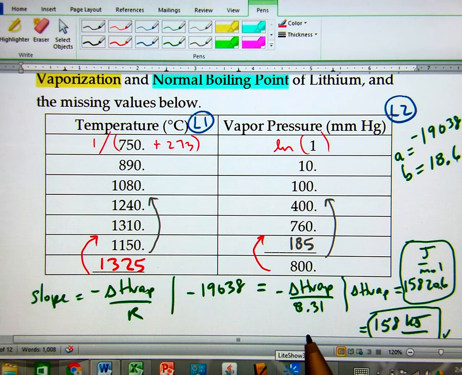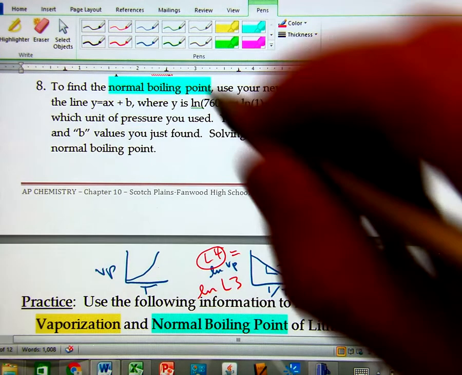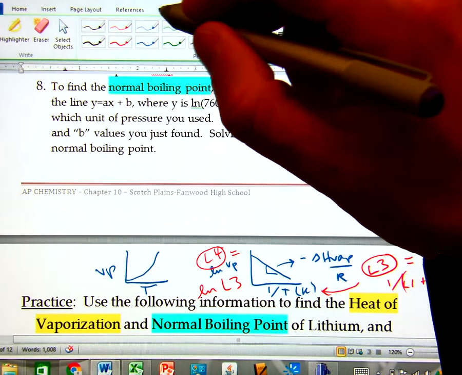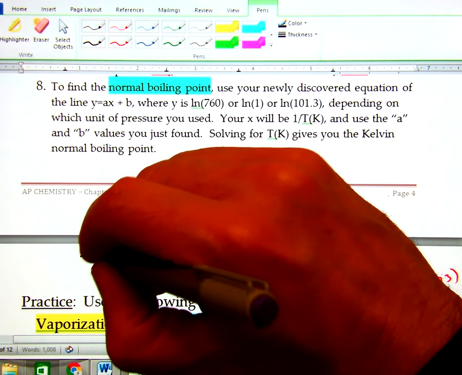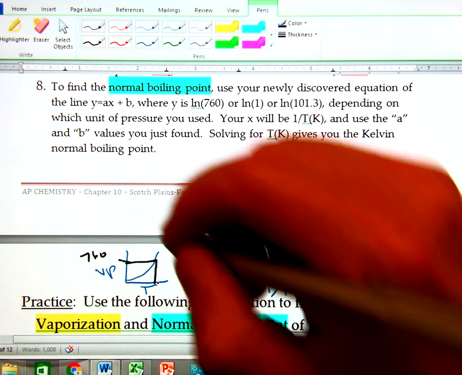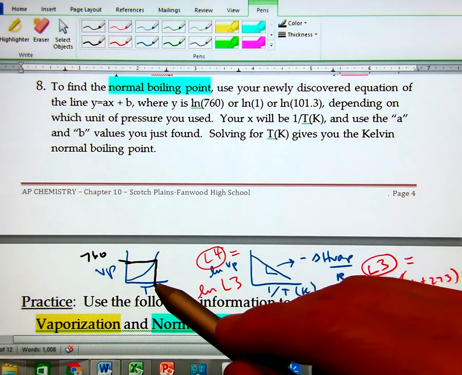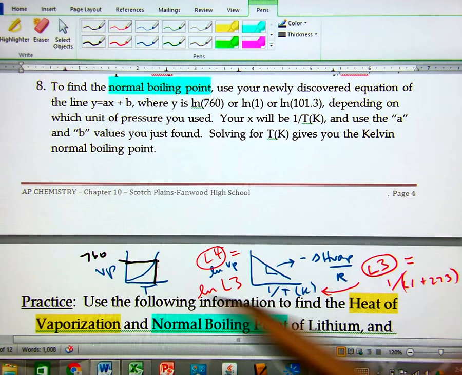The last thing you need to find is the normal boiling point for lithium. That means the boiling point when the atmospheric pressure is 760. So what would happen is on your original graph, that would be over here. If this were 760, you would find what temperature is that vapor pressure, and that's going to be your boiling point, because the vapor pressure, remember, has to match the atmospheric pressure when something boils.